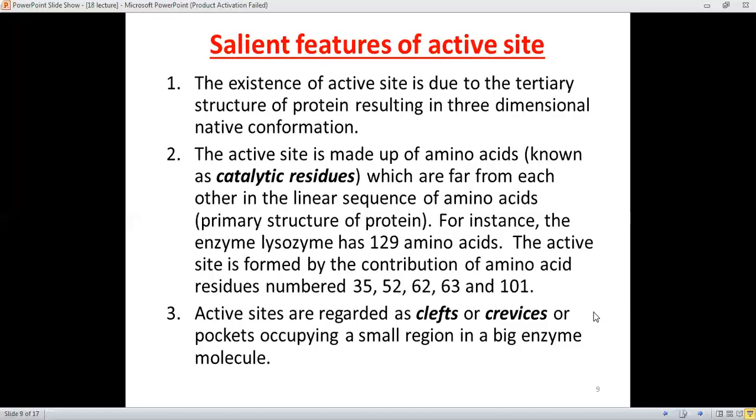And active sites are recorded as the clefts, or the crevices, or the pockets which occupy a small region in a big enzyme molecule. It means that they form some room, or some point, or some place which is responsible for the binding of the substrate to the enzyme. And these clefts or crevices are a smaller region in a very big structure of the enzyme.